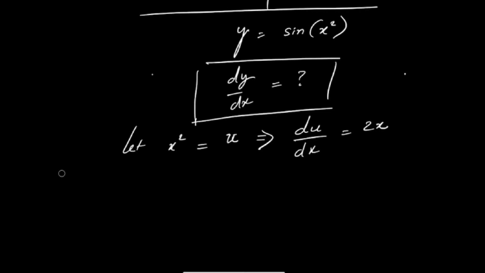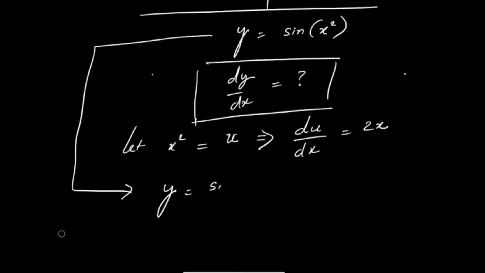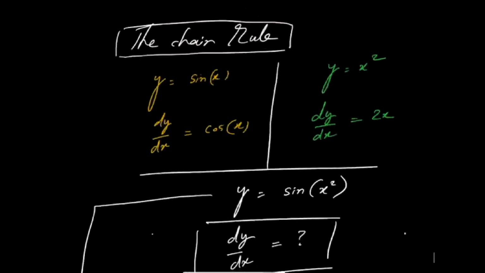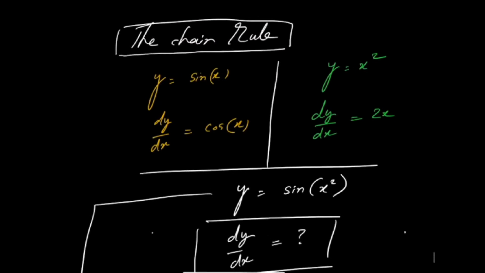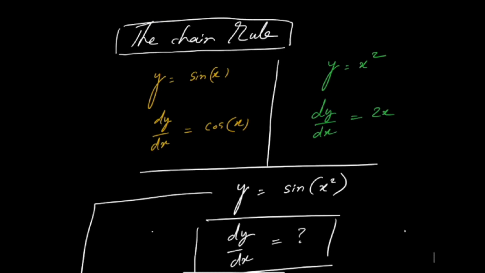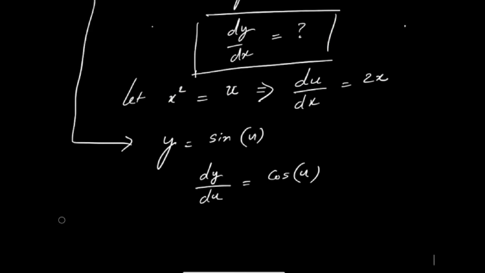Okay, fine. So what will this function become? This will become y equals sine u. Now see, y is a function of u here, not a function of x. So I cannot use dy by dx. I can use dy by du, which is nothing but cos u. Same thing like this: if y is equal to sin x, dy by dx is cos x. Now if you replace x by u, you'll have the same thing. In place of x, you have u. So y is equal to sin u, so dy by du is equal to cos u.